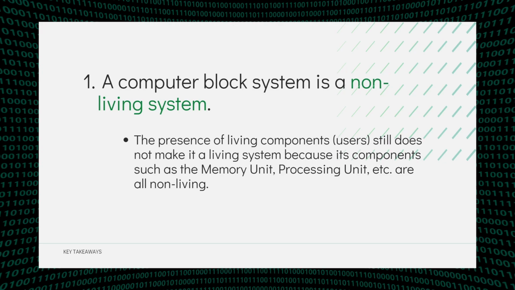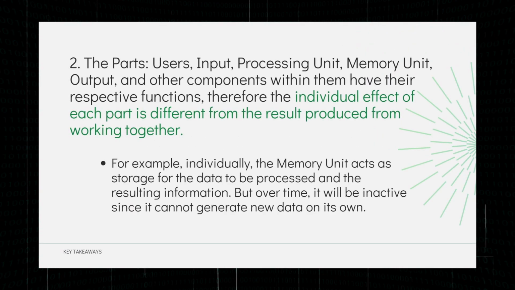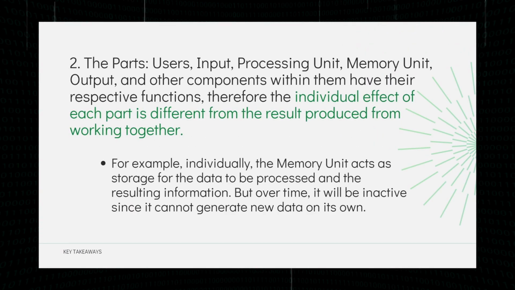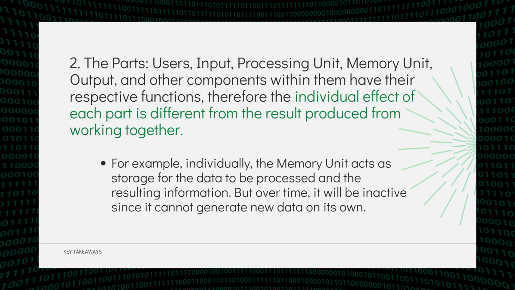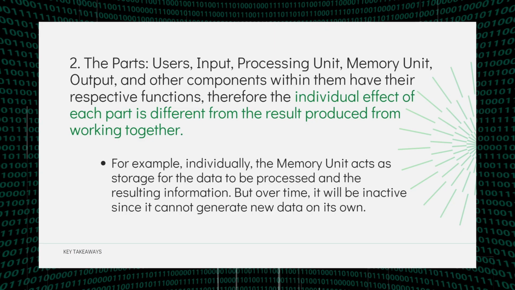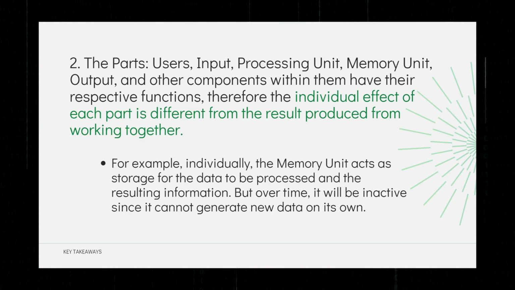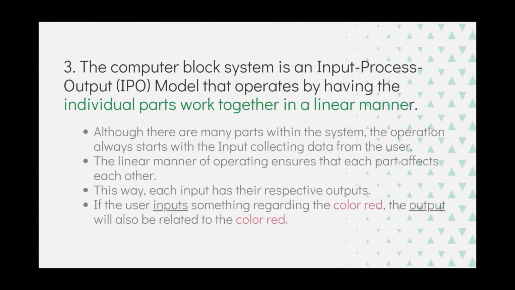For number 1, though human users may be involved, the main process within the system is still non-living in nature. For number 2, an example is the memory unit, which acts as storage. Individually, it can aid in keeping the data that needs to be processed and the resulting information. However, it cannot generate its own data. So over time, the memory unit on its own will be inactive with no information coming in and going out.